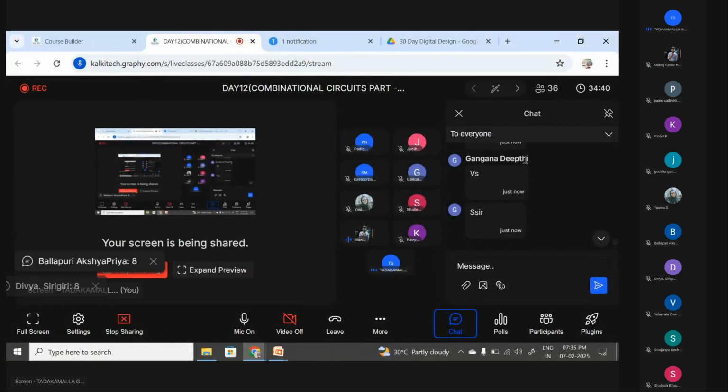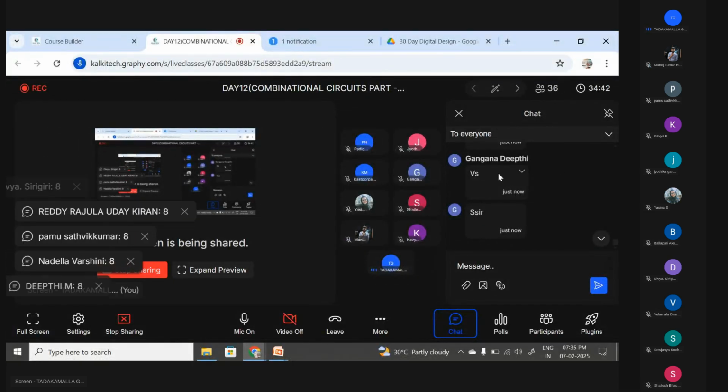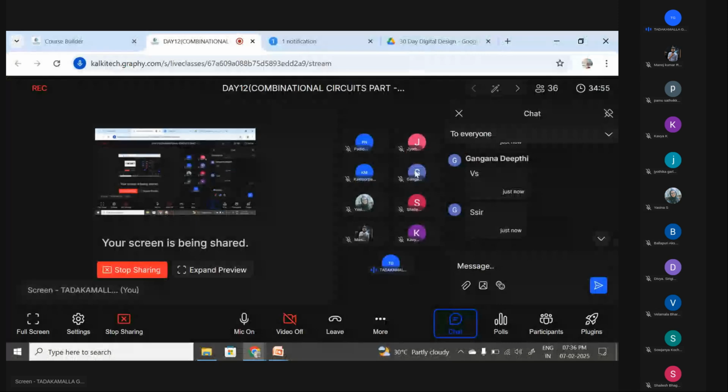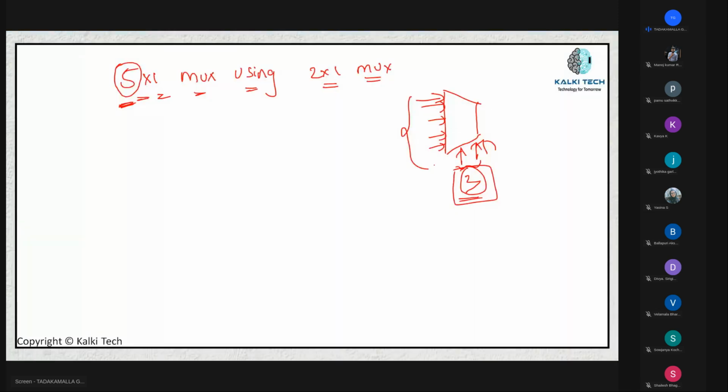Eight cube, 8. Okay, so we have 8 inputs, but what is our design? We have to design our 5 cross 1 mux. So we are going to ground three inputs, and we are going to utilize only 5 inputs.